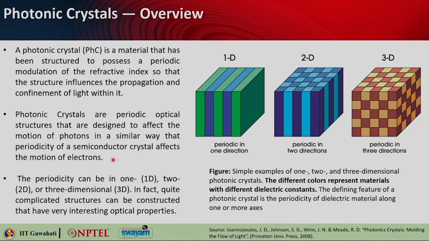So, the periodicity can be in 3 dimensions, 2 dimensions or 1 dimension. Okay. So, that way you can have 1D photonic crystal, 2D photonic crystal and 3D photonic crystal, and each of them will have very unique and interesting optical properties. Here you can see different colors, they represent different materials. So, you have material 1 and material 2, you can take slabs and repeat them. That way the periodicity is in 1 dimension. So, we call this a 1D photonic crystal.